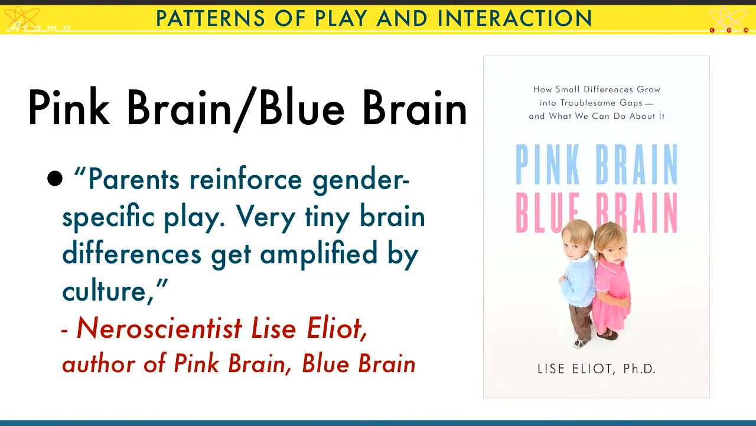Now, that being said, your narratives and your themes come from the world around you. They come from your parents, your friends, the movies you've seen and the books you've read. And those themes and narratives tend to diverge based on the culture you're in. There's a great book about this, Pink Brain, Blue Brain. Neuroscientist Lise Elliott has a great quote I like. She said, parents reinforce gender-specific play, and very tiny brain differences tend to get amplified by culture, especially by marketing. There are differences, they're really subtle, they're really small.